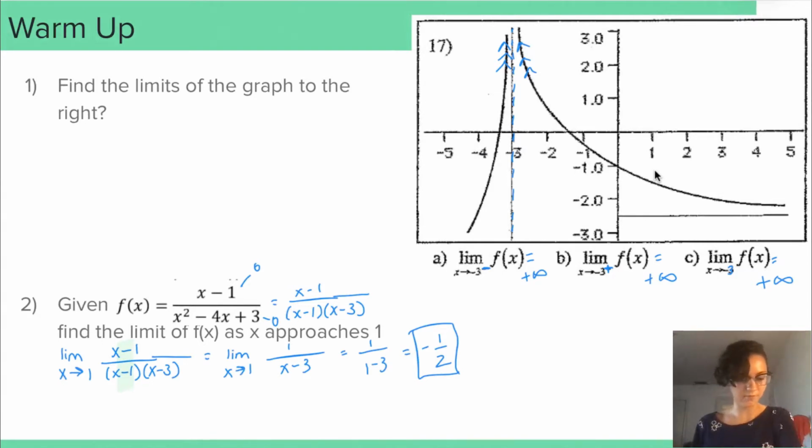So in the first problem, we were just looking at a graph, and we were asked to find the limit as x approaches -3 from the left, the right, and then just the general limit. As x approaches -3 from the left, we can see that along the vertical asymptote, the function is going to positive infinity, and then from the right, the function travels along the vertical asymptote to positive infinity. So from the left and the right, it's going to positive infinity, which means that the limit overall is also going to positive infinity. So hopefully that one was pretty easy.